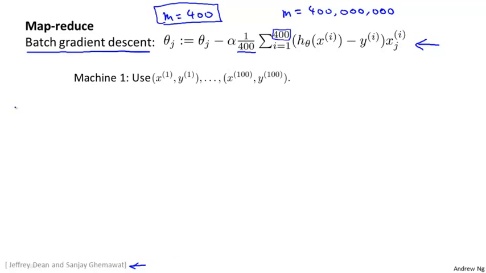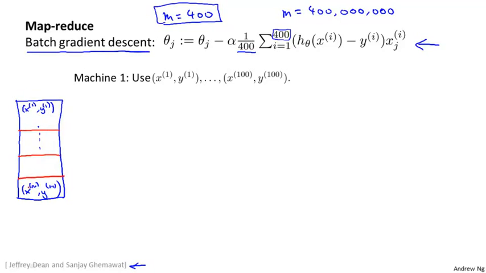But here's the MapReduce idea. Let's say I have some training set, denoted by this box here of x, y pairs, right? So (x1, y1) down to my 400 examples, (xm, ym). So that's my training set with 400 training examples. In the MapReduce idea, what I'm going to do is split this training set into different subsets. I'm going to assume for this example that I have 4 computers or 4 machines to run in parallel on my training set, which is why I'm splitting this into 4 pieces. If you have 10 machines or 100 machines, then you would split your training set into 10 pieces or 100 pieces or what have you.